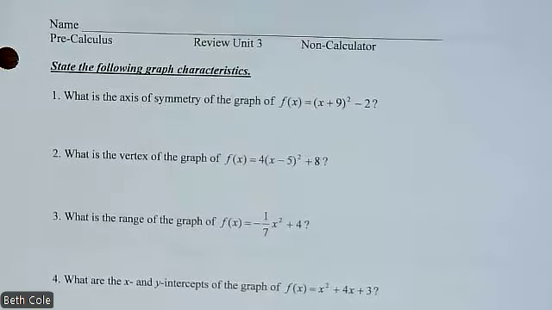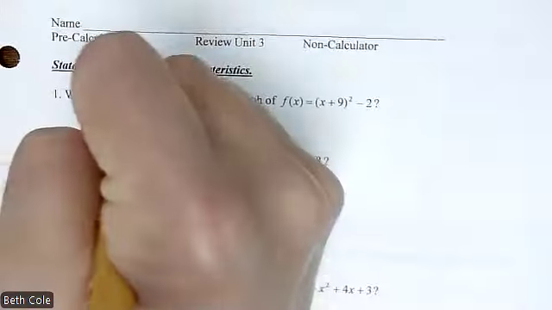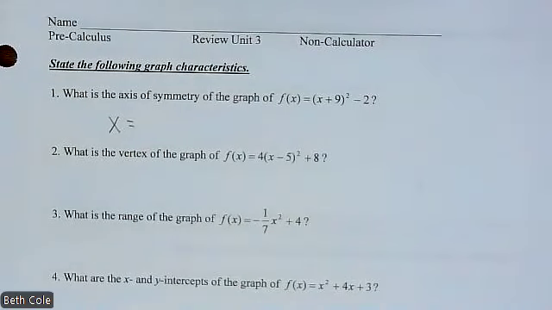So this first one, what is the axis of symmetry? That's that vertical line that splits the graph in half. So it's going to be x equals something. Using words like up, down, left, right, how did this graph shift? Down 2. Well, yeah, down 2 and left 9.